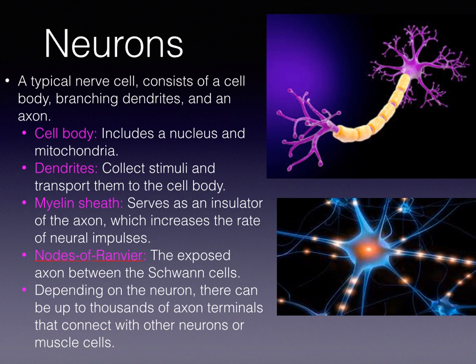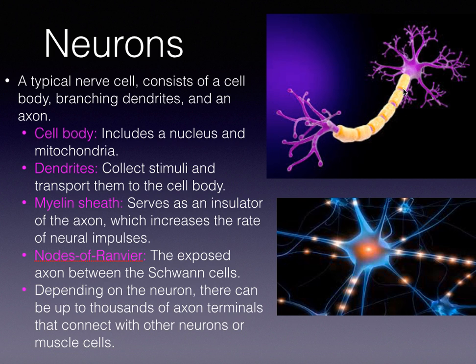The myelin sheath serves as an insulator of the axon, which increases the rate of neural impulses. Remember, when you were making your neuron, these little protectors here are the myelin sheath. It protects the axon from injury, but it also transmits the signals more quickly. Then we have the nodes of Ranvier, the exposed axon between the Schwann cells. You can't see it too well here, but these are the exposed parts of that axon.